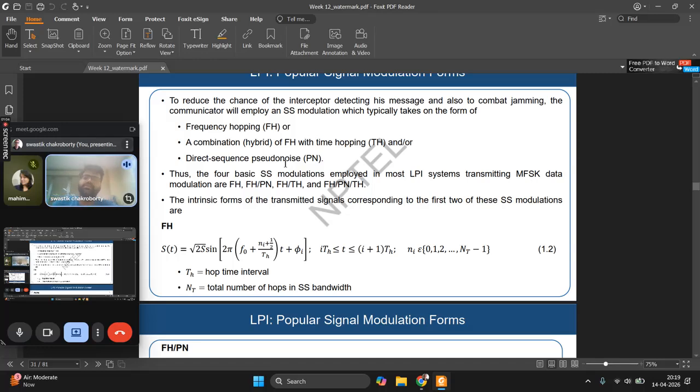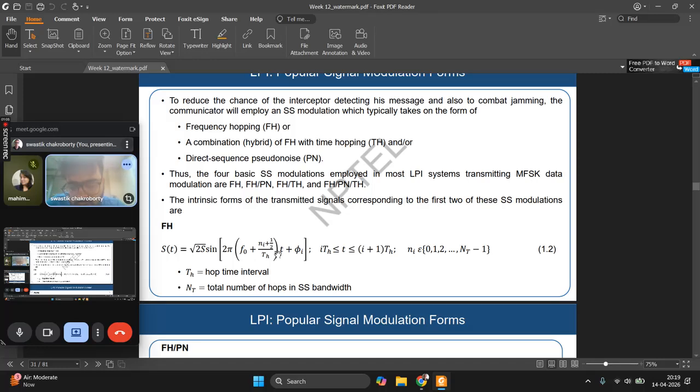To reduce the chance of the interceptor detecting the message and also to combat jamming, the communicator will employ a spread spectrum modulation, which typically takes the form of frequency hopping, a combination of frequency hopping with time hopping, or DSSS using a PN sequence. Thus, the four basic SS modulations employed in most LPI systems transmitting MFSK data are frequency hopping, frequency hopping pseudonoise, frequency hopping time hopping, and frequency hopping pseudonoise time hopping. So these are the intrinsic forms of the transmitting signal.